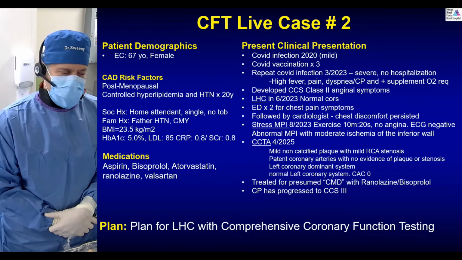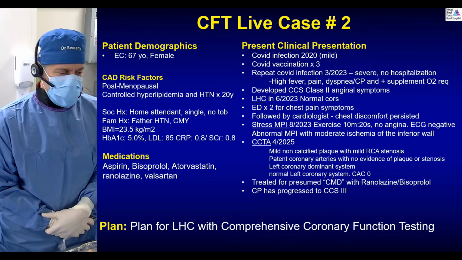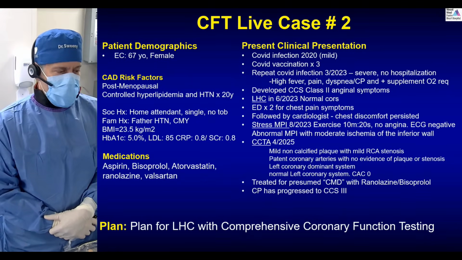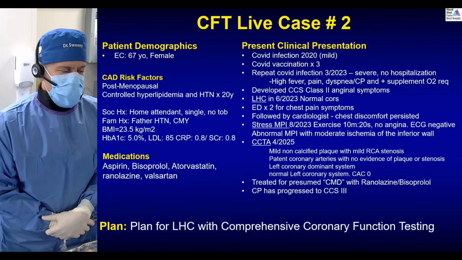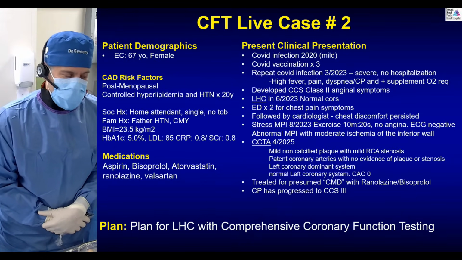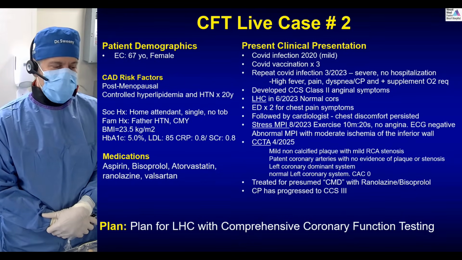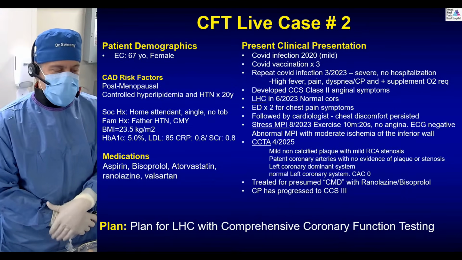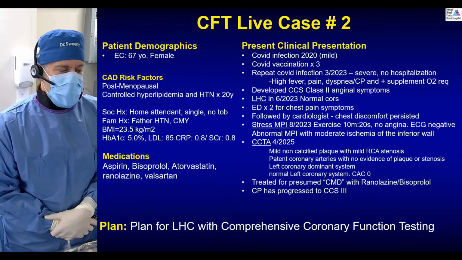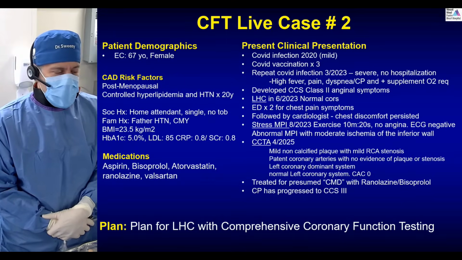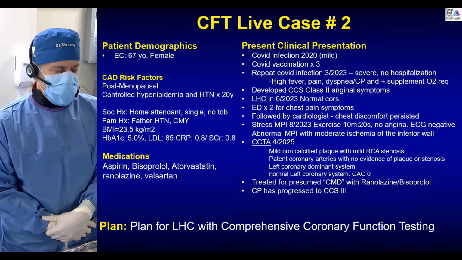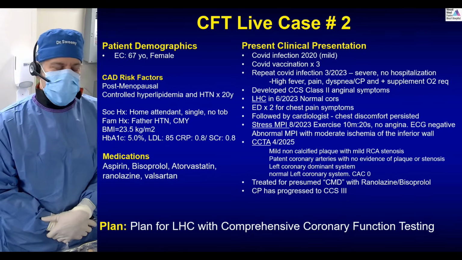She was followed by her cardiologist for this chest discomfort because it persisted, and eventually underwent a stress test in August of 23, where she exercised for 10 minutes, 20 seconds. She did not have any angina on the treadmill and did not have EKG changes, but she did have an abnormal perfusion study with a moderate ischemia in the inferior wall. Based on this and her persistent symptoms, a little bit later, her cardiologist performed a coronary CTA.